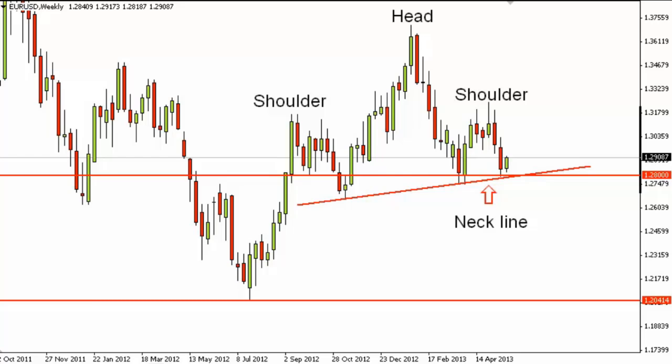Now, of course, this is technical analysis. It may or may not work. We are looking for probability. But the principle is as follows.